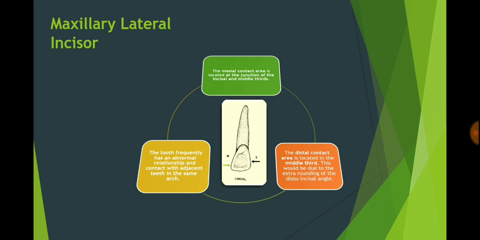Okay, so now what the green arrow is, okay? The mesial, that's the mesial surface of the crown. All right, this is the lingual view, remember? So the mesial contact area of the maxillary lateral incisor is located at the junction of the incisor and middle third.